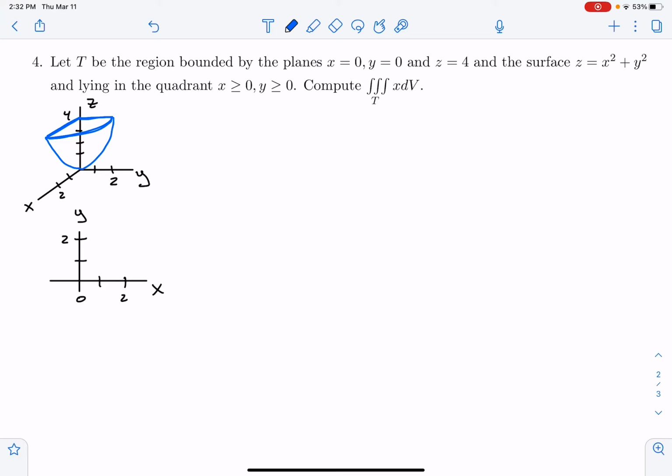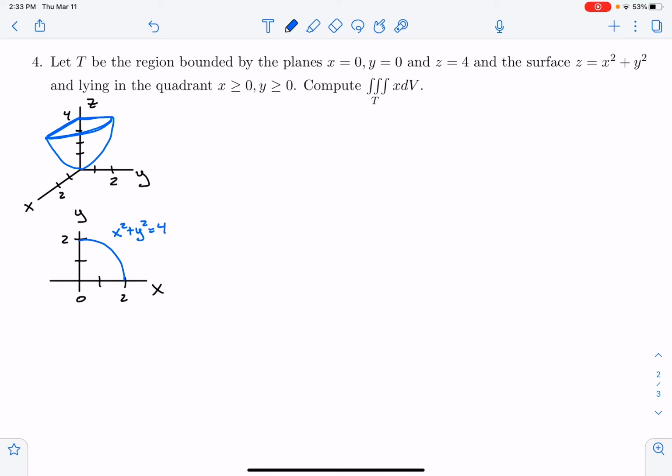z equals 4. So essentially, the region in the xy plane is going to be given by x squared plus y squared is less than or equal to 4. So if I graph x squared plus y squared equal to 4, that's a circle, or quarter circle in this case, of radius 2. Okay, and we're going to integrate inside that quarter circle.